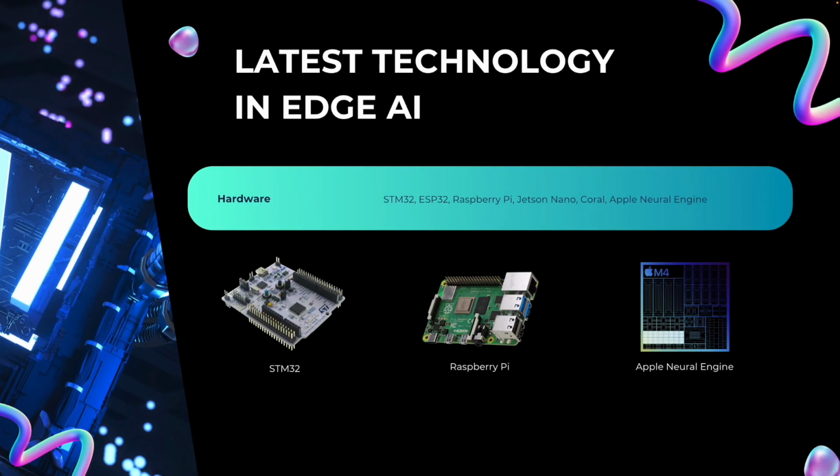Edge AI is advancing rapidly both in hardware and software. For hardware, microcontrollers like STM32, ESP32, and Arduino Nano 33 BLE Sense run quantized models with kilobytes of RAM. Single-board computers like Raspberry Pi 4, NVIDIA Jetson Nano, and Google Coral Dev Board support more complex models and hardware acceleration. In smartphones, Apple's Neural Engine and Google Edge TPU enable on-device AI in consumer devices.